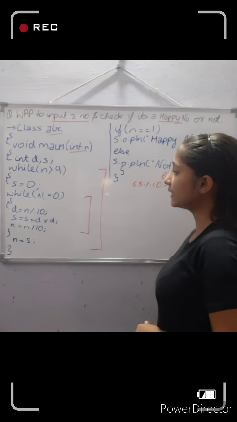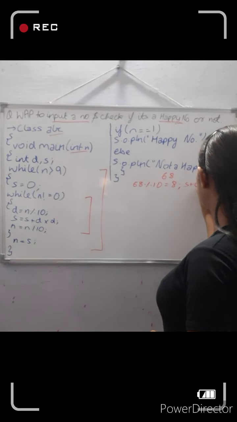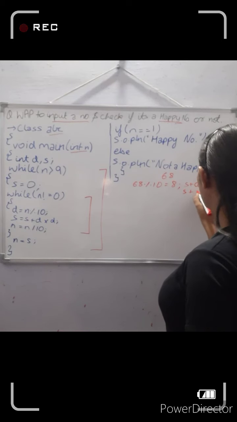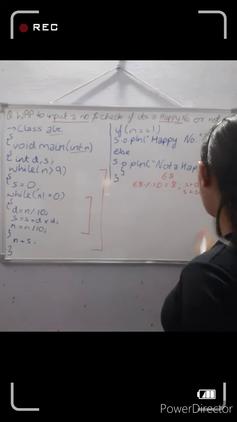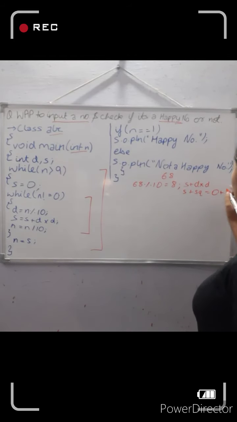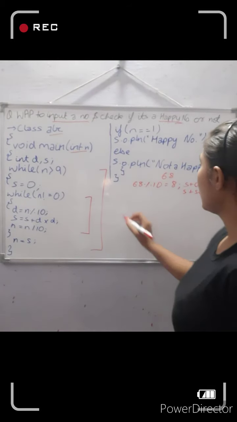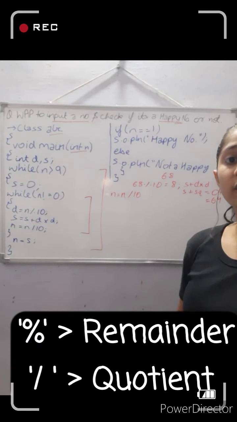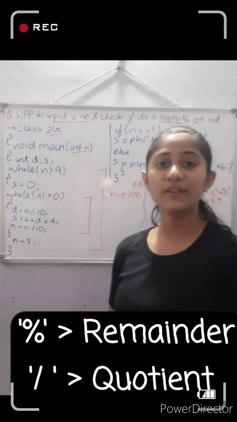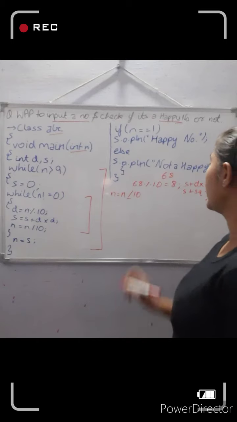Now what we are going to do is count the sum: s is equal to s plus d into d. That means s plus square of the number. So s is 0 over here, and the number d is 8. Square of 8, it is equal to 0 plus 64, which is 64. Now we are going to remove the last digit. n is equal to n divided by 10. You might already know that the sign of a modulus gives us the remainder, whereas the sign of a divisor gives us the quotient. So over here we have the sign of a divisor, so we are now going to get the quotient.